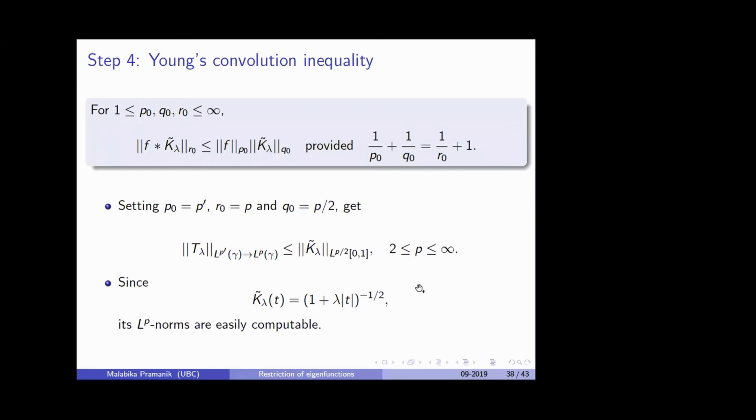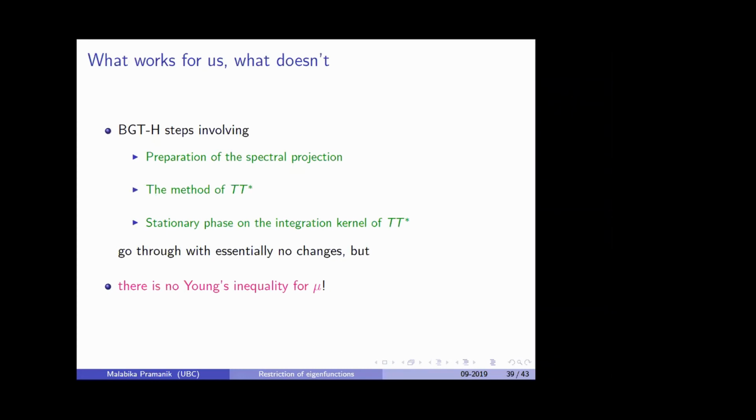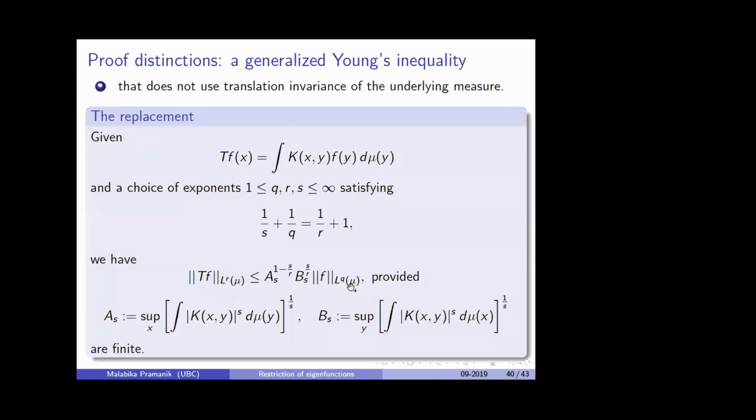How much of it lifts to our context? It turns out that there is a robust framework for us to draw on. The first three steps that I outlined go through essentially verbatim. It fails at the last step, since Young's inequality is tied to convolutions, which in turn is connected to the translation invariance of the Lebesgue measure. There is no analog of it for general measures. However, we do have a working substitute.